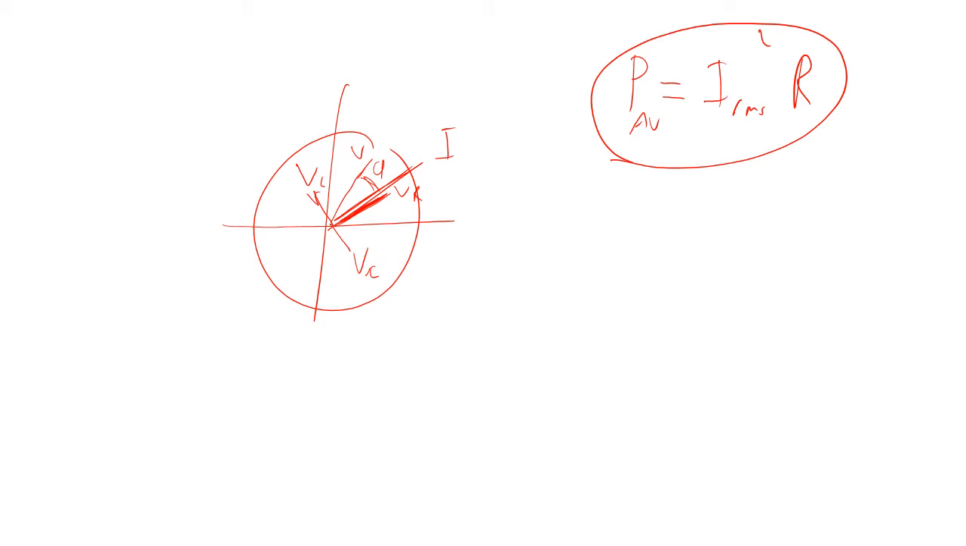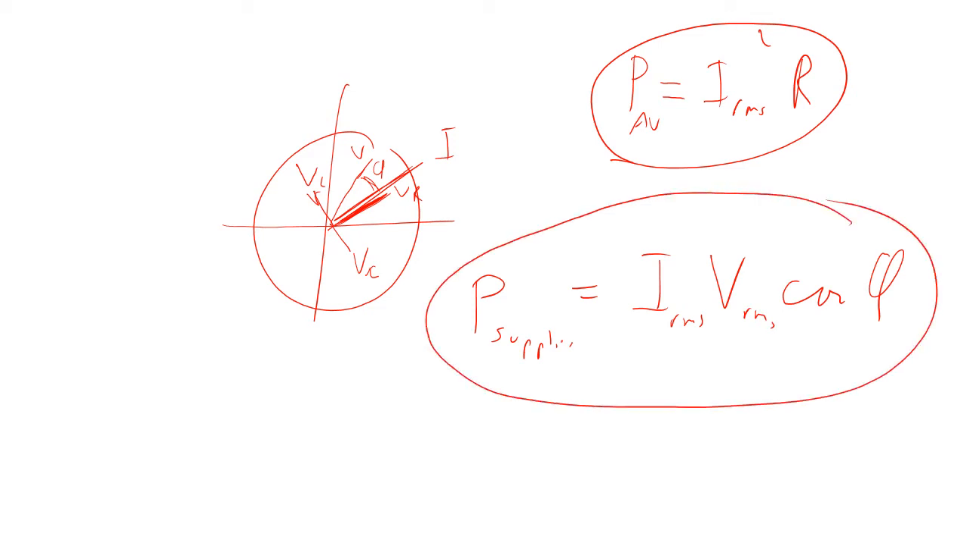So the component of the voltage that is parallel to the current. So the power supplied, instead of being just I times V, is going to be I times V times cosine of the phase factor. And it's not just that, it's going to be the RMS values of that. Again, we're not interested in the instantaneous values. So that's going to be the power supplied.